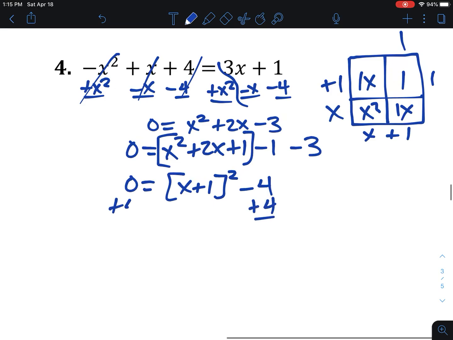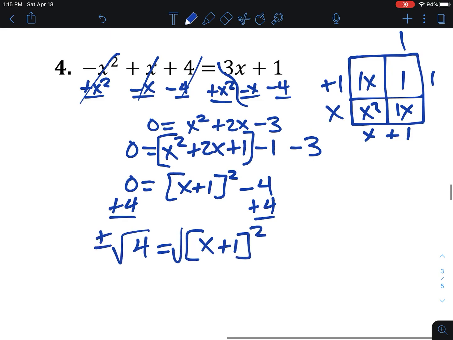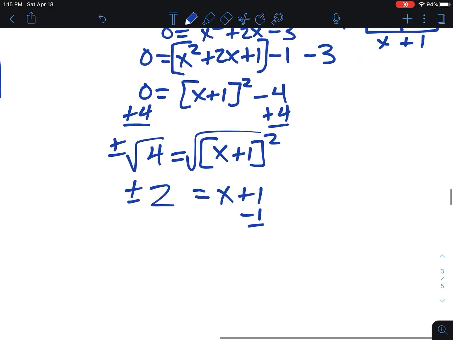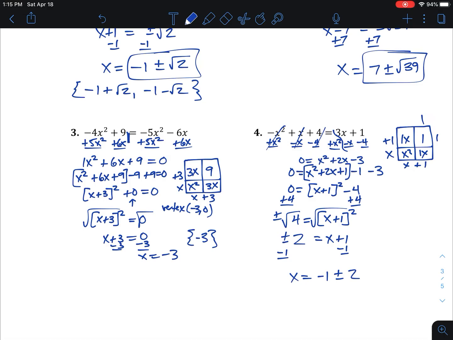And then from here, we add the 4 over. We get 4 equals x plus 1 squared. We take a square root of both sides. Don't forget plus or minus. So plus or minus 2 this time equals x plus 1. Then we subtract 1, and we get our answer. X is -1 plus or minus 2, which means that this was actually factorable.